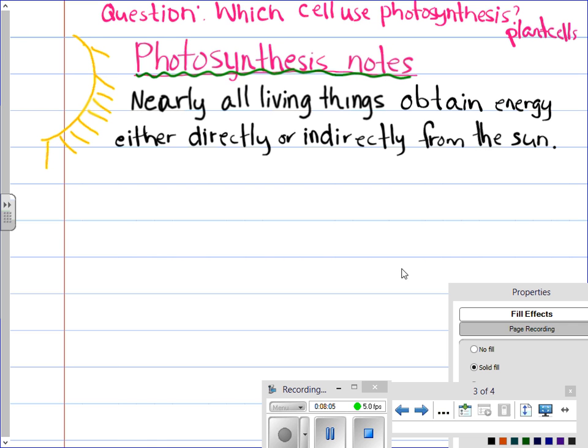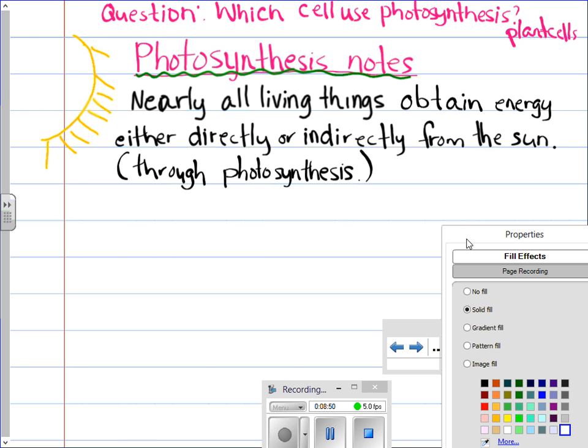When it's a rainy, cold day, what do you want to do? Sleep. You just want to be kind of lazy around. You really don't want to go out. You don't want to do much. You don't have much energy to do much because there's no sun there that drives. So nearly all living things obtain energy either directly or indirectly from the sun, and we're going to add through photosynthesis. Everyone good?